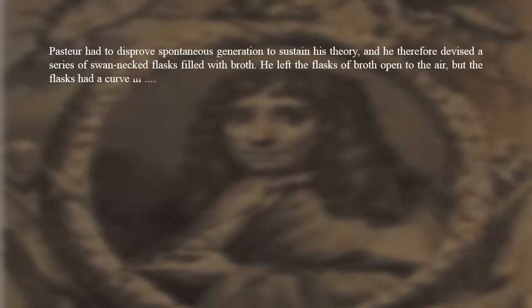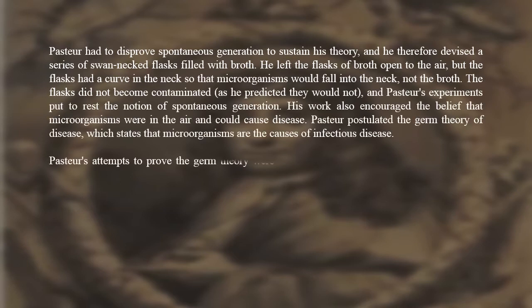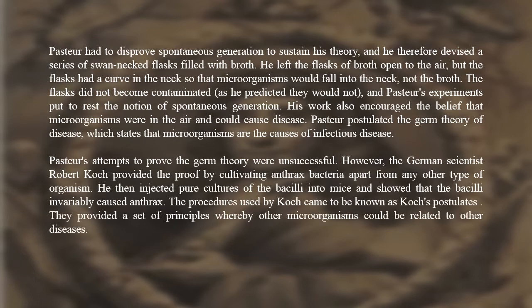Pasteur had to disprove spontaneous generation to sustain his theories, and he therefore devised a series of swan neck flasks filled with broth. He left the flask of broth open to air, but the flask had a curve in the neck so that microorganisms would fall into the neck, not the broth. And the flask did not become contaminated, as he predicted. Pasteur's experiment put to rest the notion of spontaneous generation.